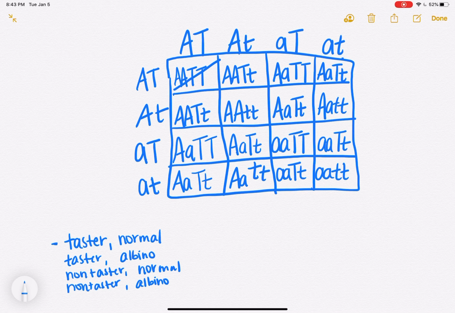I'm going to count the taster normals first. So there's 1, 2, 3, 4, 5, 6, 7, 8, 9. Okay? So there are 9 normal tasters. Okay? Taster albino. That means it's going to have 2 little a's and at least 1 big T. Okay? So I'm going to mark these with a different kind of X. 1, 2, 3.